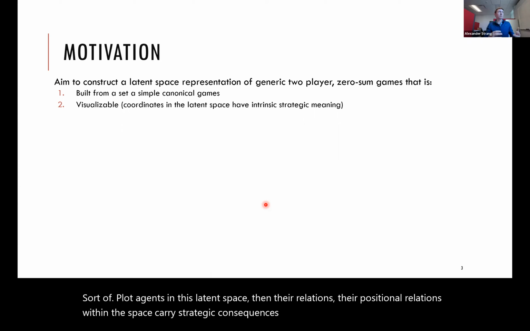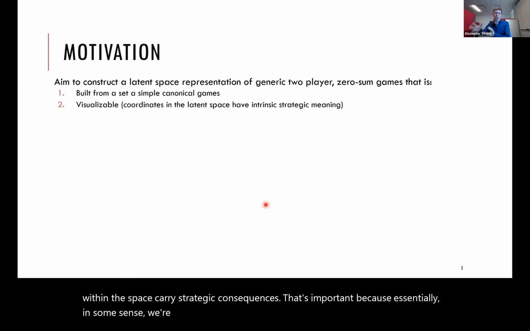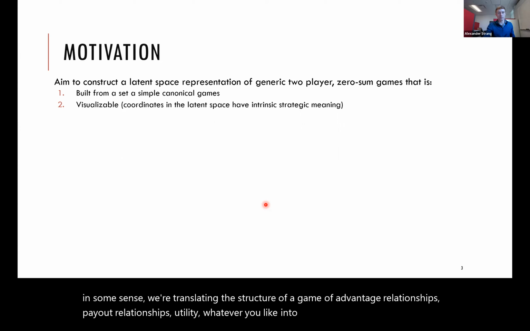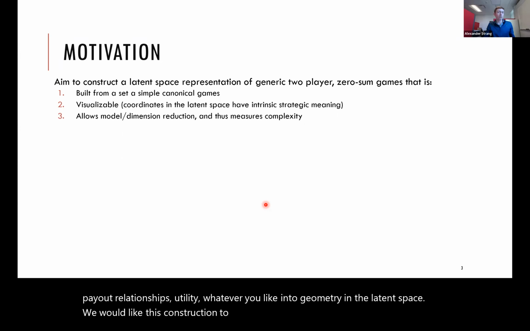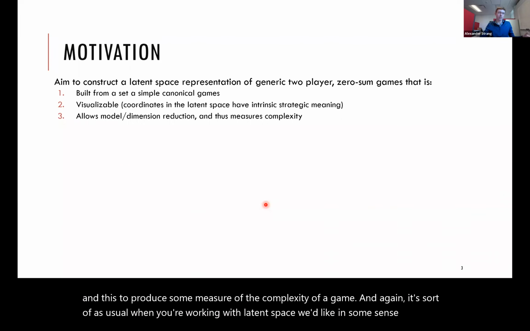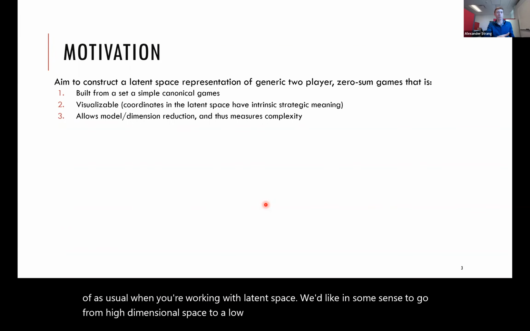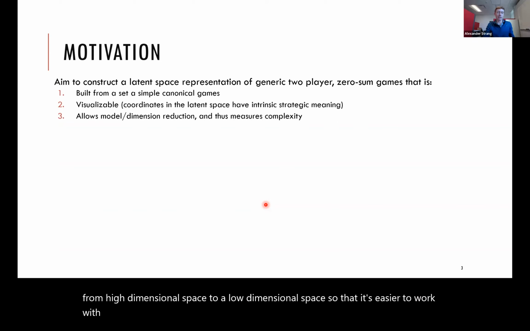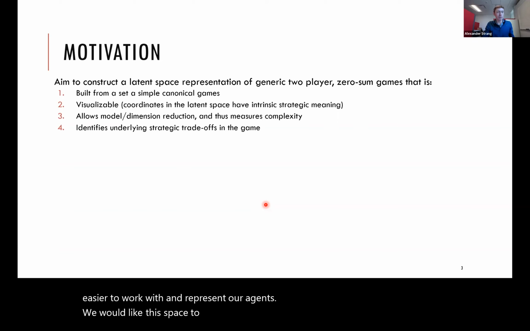That's important because, in some sense, we're translating the structure of a game, of advantage relationships, payout relationships, utility, whatever you like, into geometry in the latent space. We would like this construction to allow some sort of model or dimension reduction, and that's to produce some measure of the complexity of a game. And again, as usual when you're working with a latent space, we'd like to go from a high dimensional space to a low dimensional space so that it's easier to work with and represent our agents. We would like this space to be meaningful in some sense.